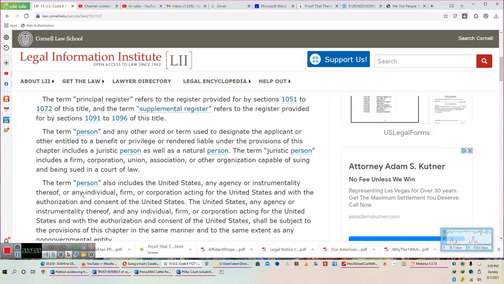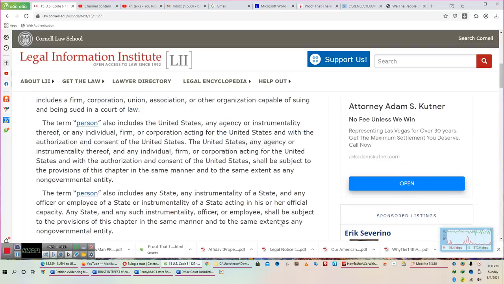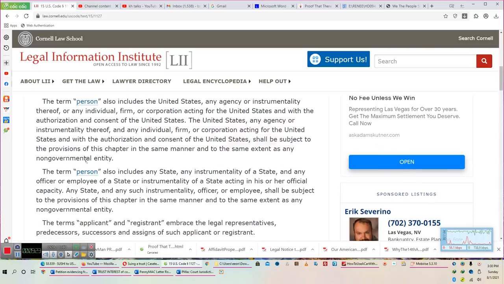It says, or any other individual, firm, or corporation acting for the United States and with the authorization and consent of the United States. The United States, any agency, instrumentality thereof, any individual firm or corporation acting for the United States and with the authorization and consent of the United States shall be subject to the provisions of this chapter in the same manner and to the same extent as any non-governmental entity, i.e., you.